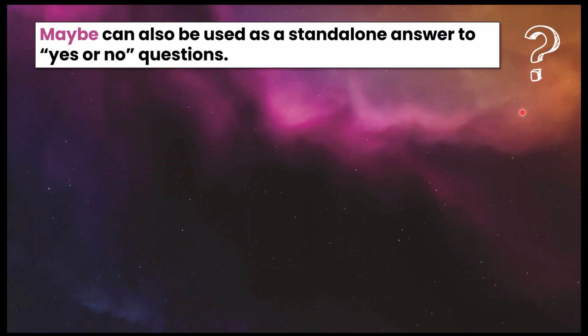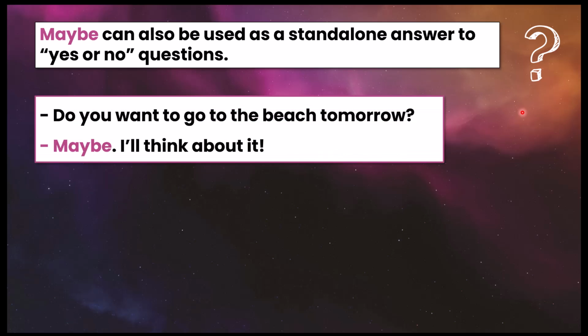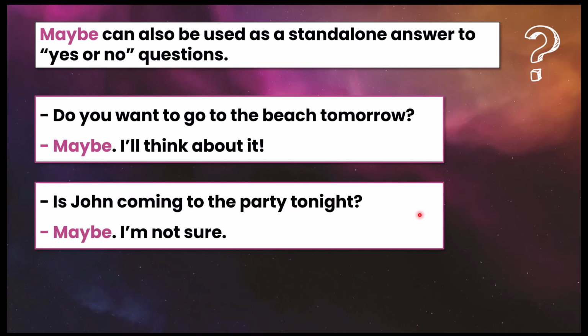Maybe can also be used as a standalone answer to yes or no questions. For example, do you want to go to the beach tomorrow? Maybe, I'll think about it. So here you could say yes or no or maybe or perhaps. Is John coming to the party tonight? Maybe, I'm not sure. Again, maybe functions like perhaps.